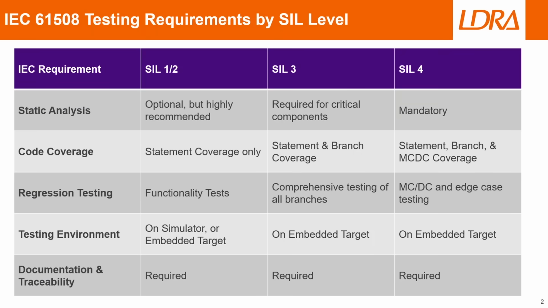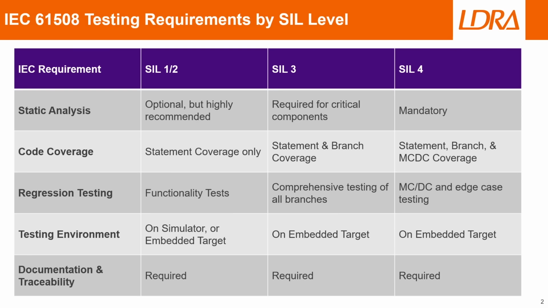Looking at the requirements for IEC 61508 can often be confusing, but we can boil down the requirements for this standard into five main categories and then organize them by SIL level. First up is static analysis, which for SIL levels 1 and 2 is optional but highly recommended. For SIL level 3, it will be required for any critical components of your code, and for SIL level 4, it will be mandatory for your entire code base.